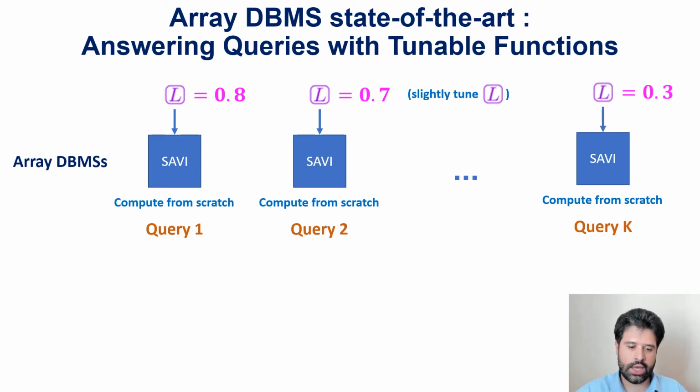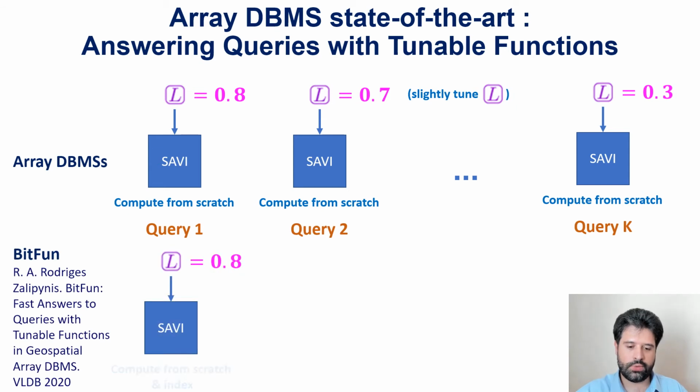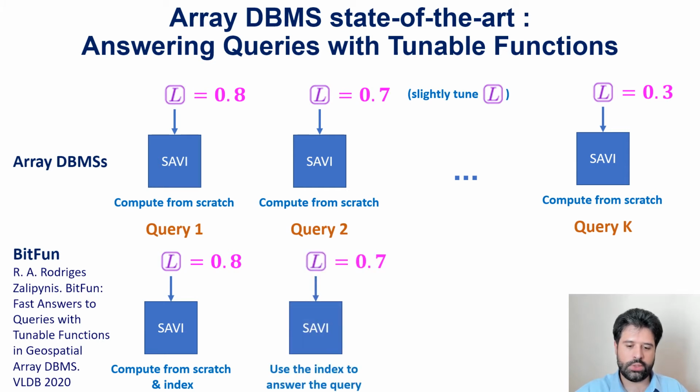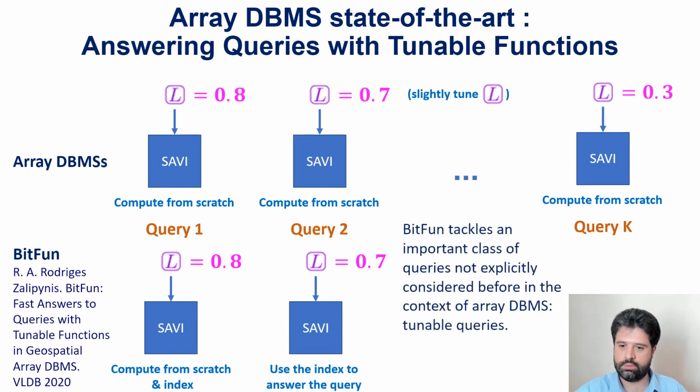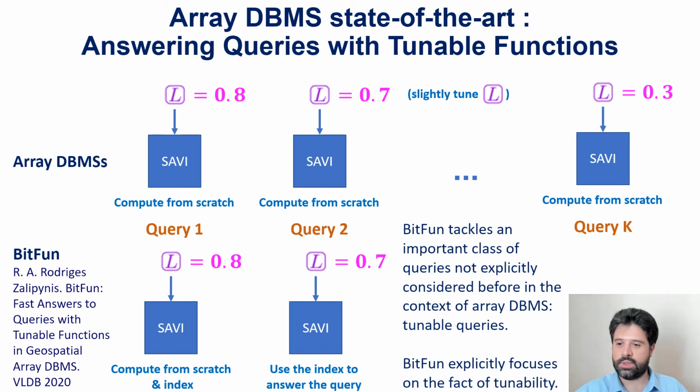In contrast, during the first query, Bitfun computes SAVI from scratch and creates an index. During the second query, Bitfun doesn't compute SAVI from scratch, but it uses the index to answer the query. Bitfun tackles an important class of queries not explicitly considered before in the context of ArrayDBMS, tunable queries. Bitfun explicitly focuses on the fact of tunability.